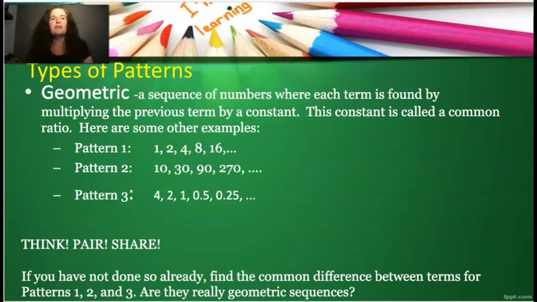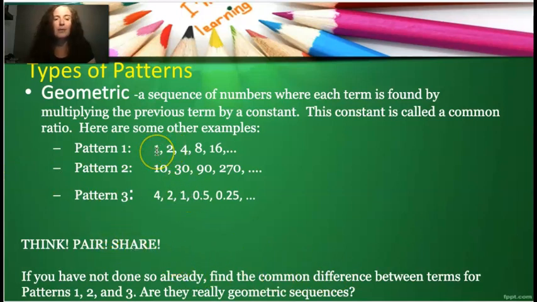There's another type of pattern called geometric patterns. So it's where the sequence of numbers is found by multiplying the previous term by a constant, and that constant is called a common ratio. So here's some examples. Pattern 1 is 1, 2, 4, 8, 16. Pattern 2 is 10, 30, 90, 270. And pattern 3 is 4, 2, 1, 1/2, 1/4, and so on. Now notice I read those decimals as fractions. We'll talk about that later in the class. All right, so find the common ratio, that should not say difference, that should say ratio, between the terms.